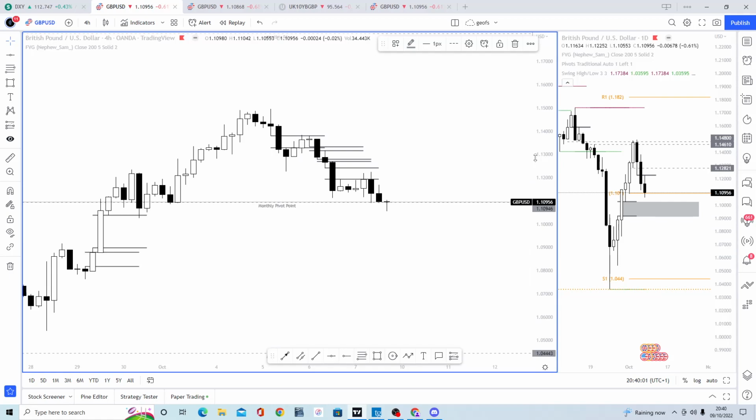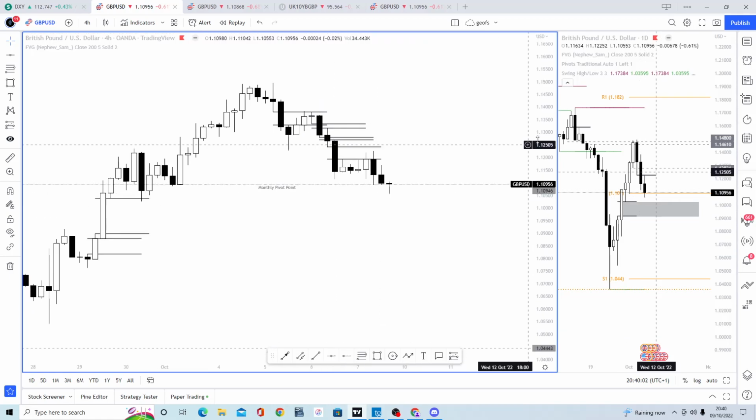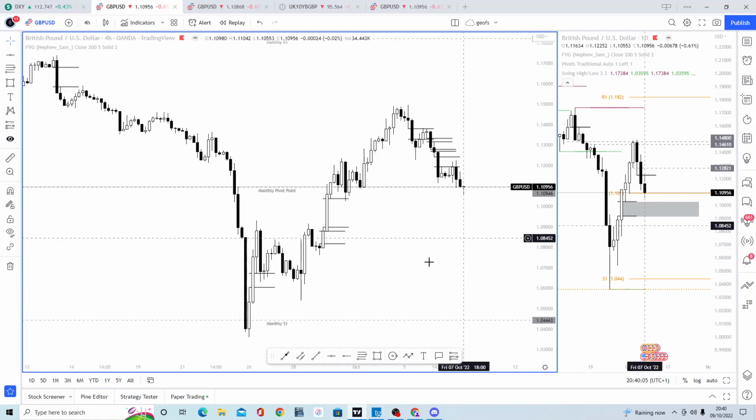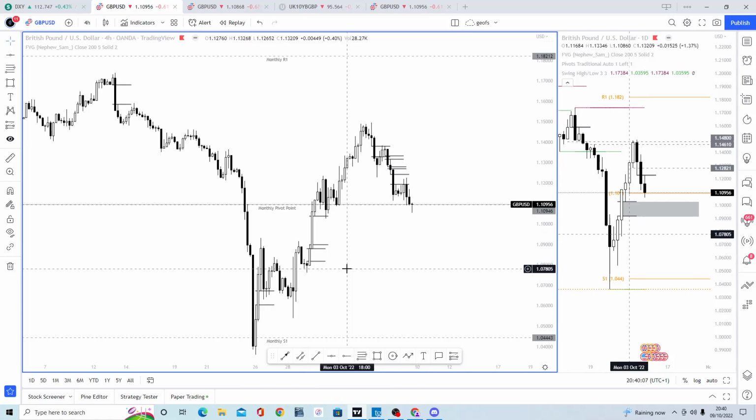So yeah, we closed right on the monthly pivot point. So we can start with the 4-hour chart. And if you go into evening analysis, you'll see my supply and demand zones. You're welcome to use these. These are what I find to be the strongest institutional supply and demand zones.